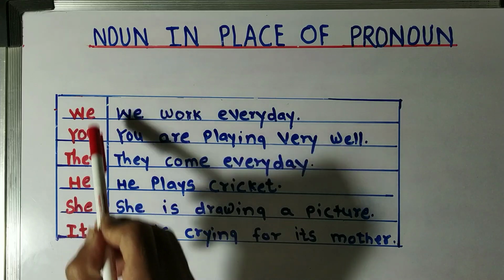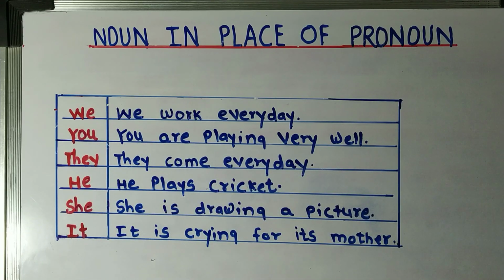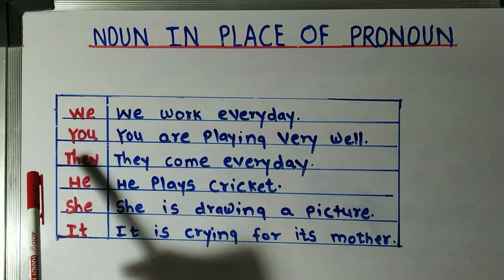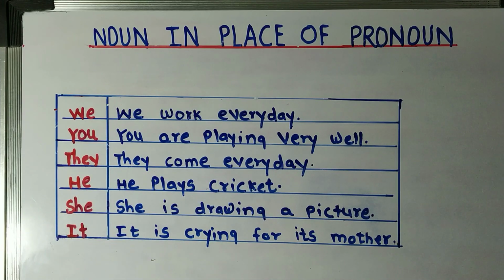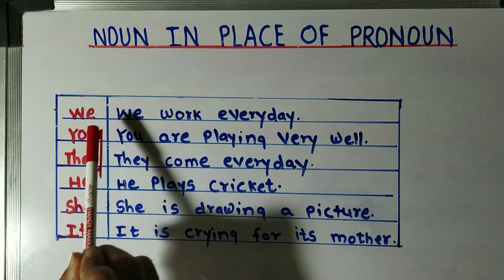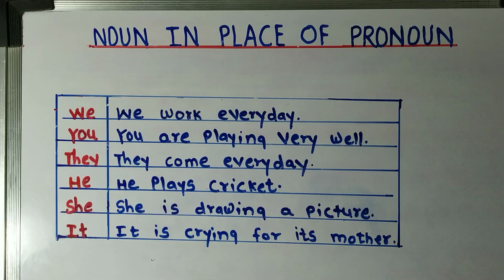If you observe these pronouns very closely, you will understand one thing, that is, some pronouns are plural and some pronouns are singular. Pronouns we, you and they are plural pronouns, and pronouns he, she, it are singular pronouns. We can remove plural pronoun and put plural noun in their places. Similarly, we can remove singular pronouns and put singular nouns in their places.